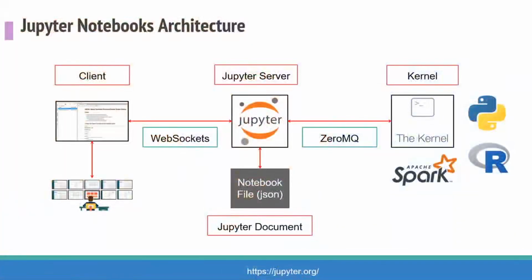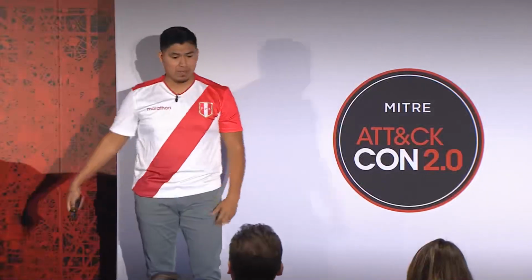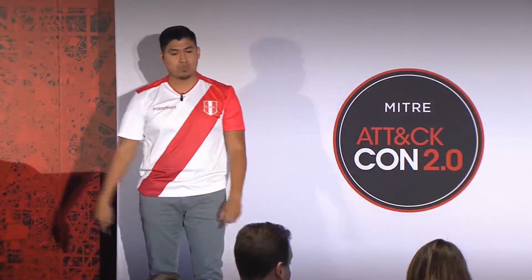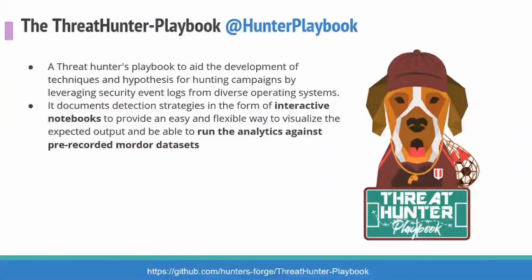And this is pretty much what it will look like as an architecture. The beautiful thing about Jupyter is that the kernel is not the Windows operating system kernel, nothing to do with that. It's pretty much the analytics piece, the engine that will execute things. And the beauty of this, you can have R, Python, PySpark, anything like that, which is amazing. So why don't we take this and put it into a Jupyter Notebook, which is going to be posted on the Hunter Playbook, because we use Jupyter Notebooks for all our analytics.